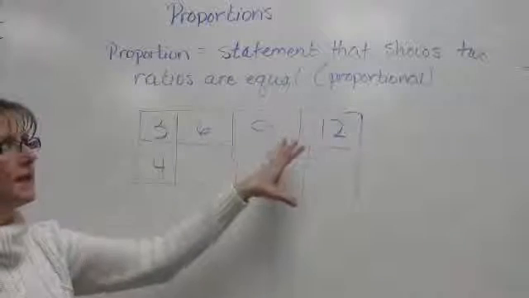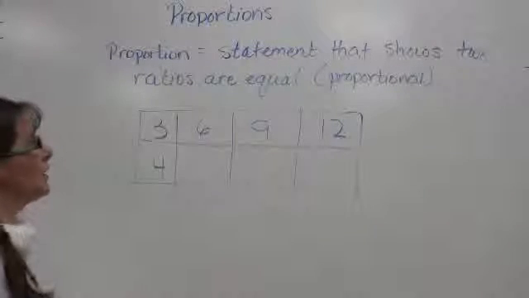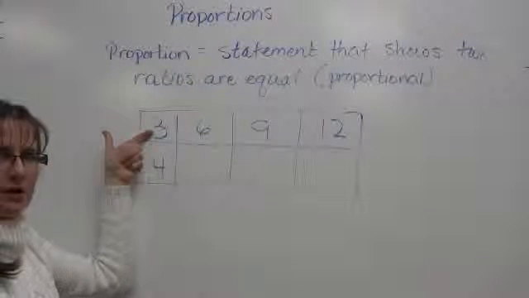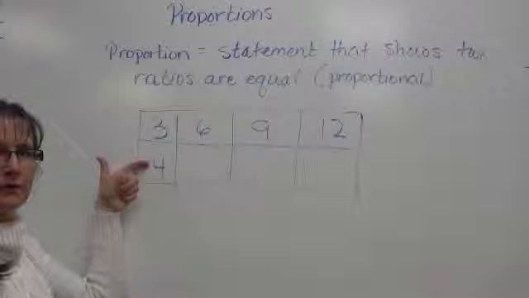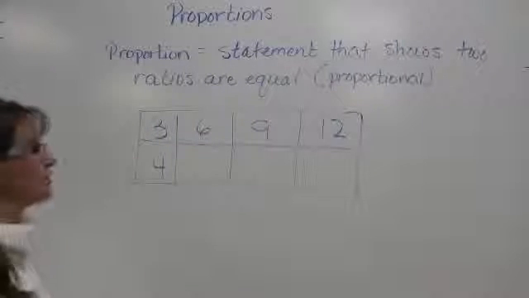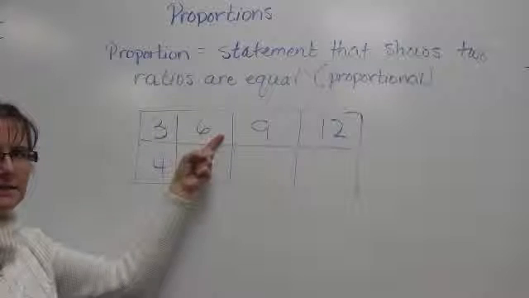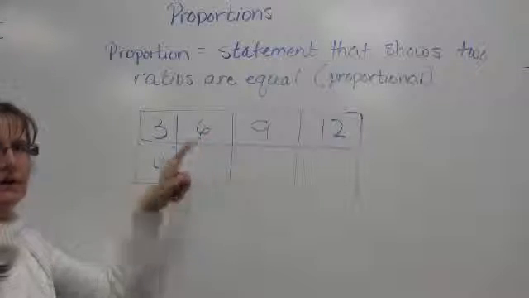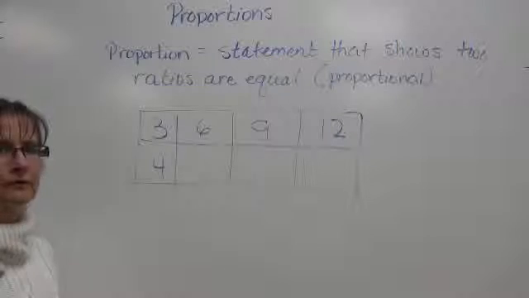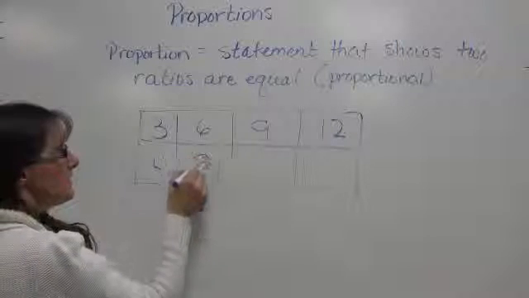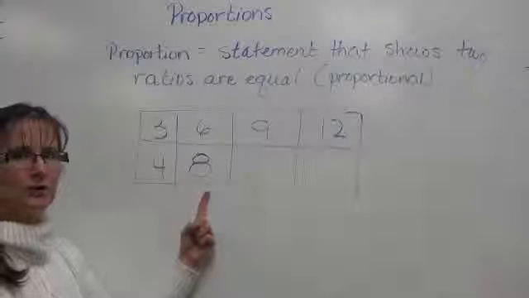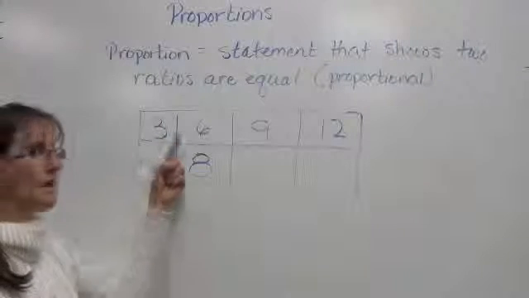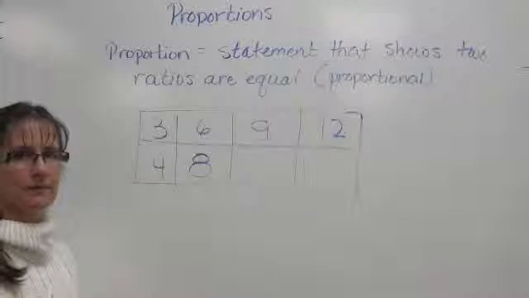So here I want to create a table of proportions or proportional ratios. My first ratio is 3 to 4 or 3/4. So I want to create a proportion that would have 6 as the numerator. Well, how did I go from 3 to 6? I multiplied by 2. I can do the same thing to the denominator of 4. 4 times 2 is 8. And create a new ratio. This ratio is proportional to 3/4. 3/4 and 6/8 are the same thing.